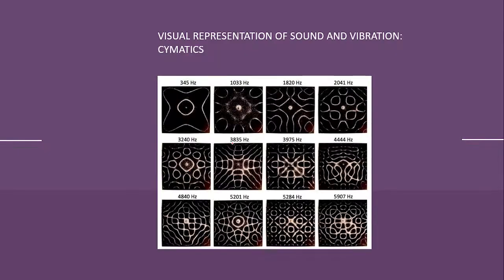Another one, you see, with different frequencies, the frequencies given here. If it is only 345, you see this type of pattern. Now if you see 5907, so much frequency, you see different patterns when the frequency increases, right? So that's a visual representation of how sound and vibration can create patterns. Okay, that's called cymatics. If you take some dust particles or sand particles and vibrate them on a table with different frequencies, you'll see different designs. This is the visual representation of how sound vibrates.